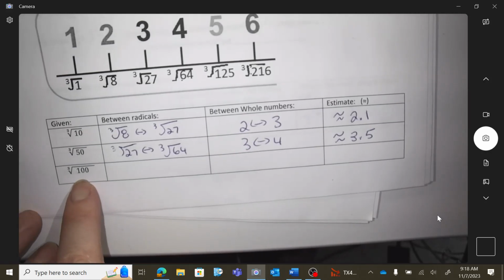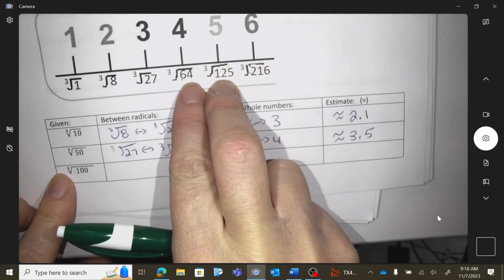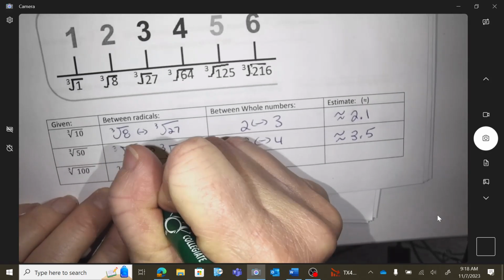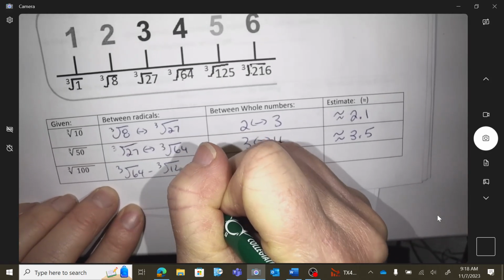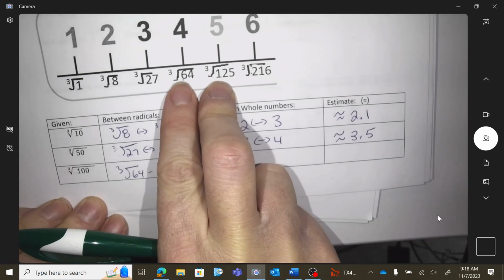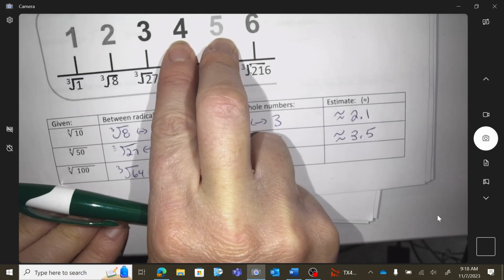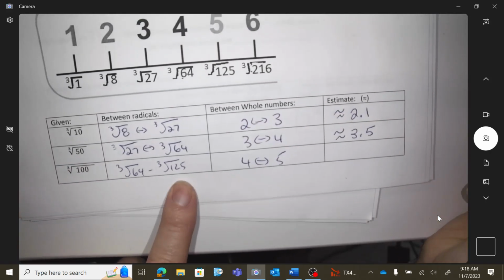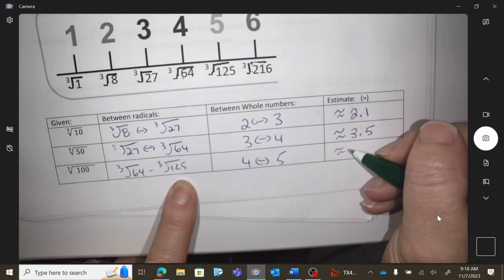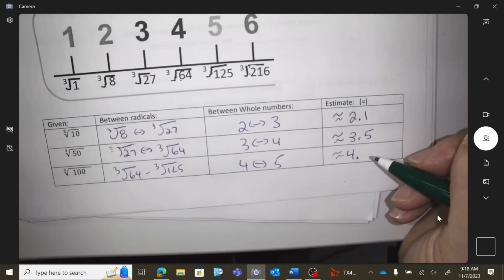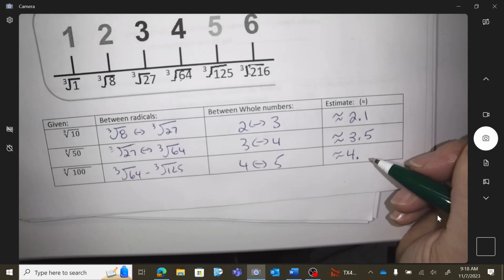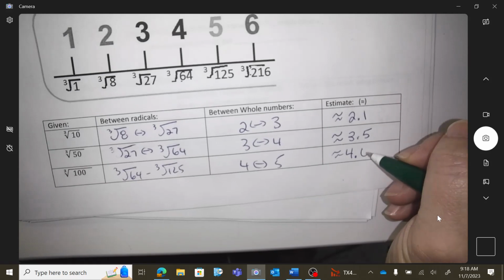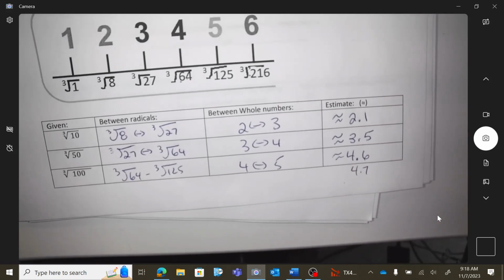Okay, the cube root of 100, so that 100 would be between a 64 and a 125. Therefore, this number will work out to be somewhere between a 4 and a 5. Closer to 5. So 4 point, and all I'm really looking for is something over 4.5. So 4.6, 4.7, something in that kind of way.